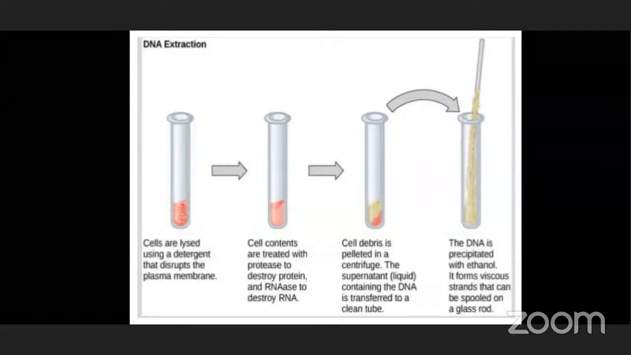This DNA is transferred to another tube, and to this dissolved DNA, ethanol or isopropanol is added. Then the DNA is precipitated, and spooled DNA is formed. We will get DNA just like a thread, a 10 to 20 millimeter thread. That thread is the DNA, and this DNA is used for application purposes.